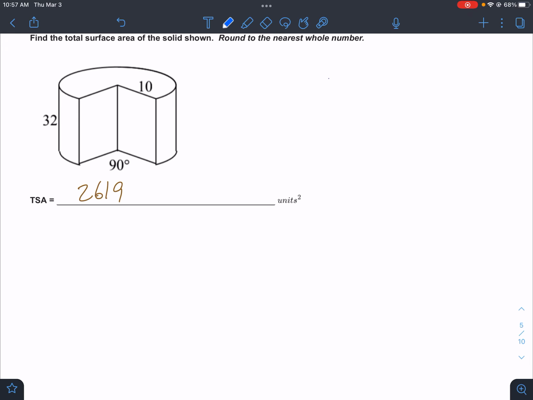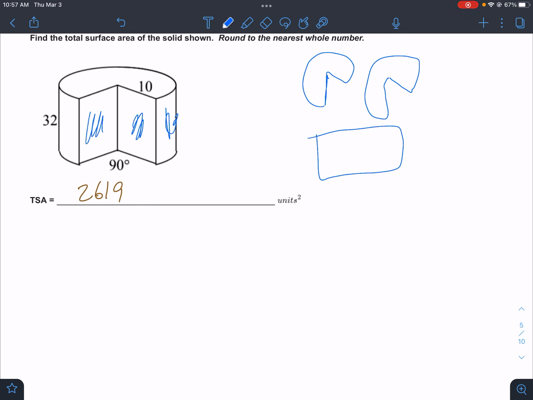We have a circle with a piece missing, top and bottom. We have the curved part, which would make one long rectangle. And then we have these two rectangles. Those are the surfaces that we have to account for.